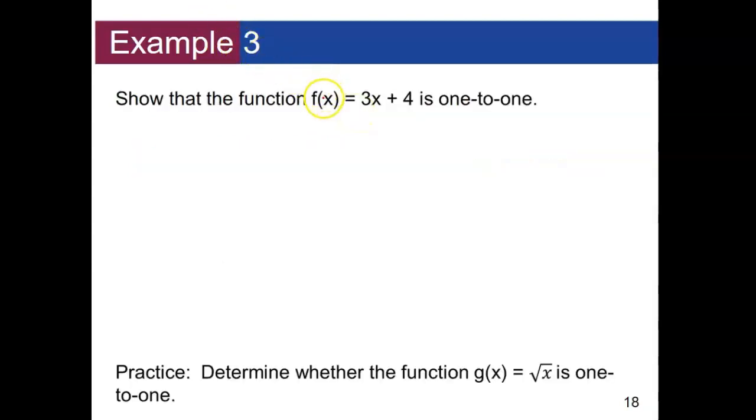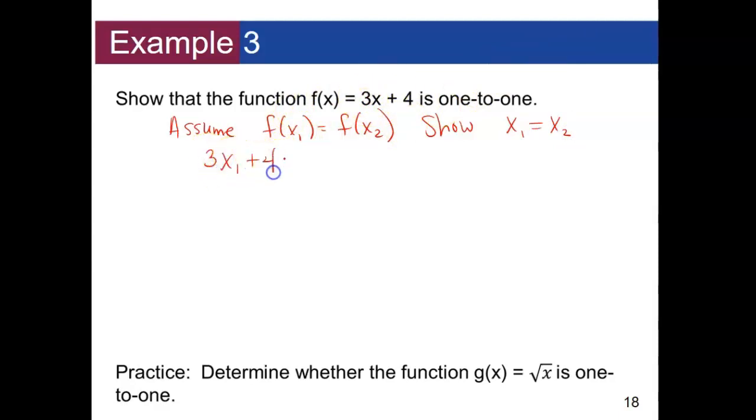Okay, here's one that I want us to look at and show algebraically that it's 1 to 1. So for this, we're going to assume that f of x sub 1 is equal to f of x sub 2, and we're going to try to show that that means that x sub 1 has to equal x sub 2. So I'm going to evaluate my function at x sub 1, so I'm going to have 3x sub 1 plus 4 equals 3x sub 2 plus 4. I'm just doing function evaluation of this function here.